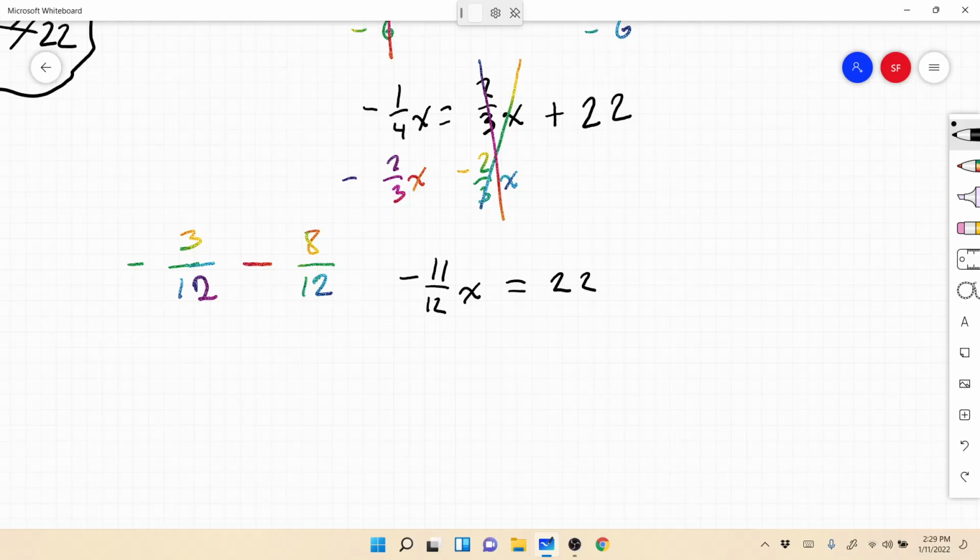Is x by itself? No, it's not. So what do we got to do now? How's that negative 11/12 attached to the x? Divide it? You do divide it. How do you divide fractions, guys and gals? You flip it. You multiply by the flipped number. If it was a mixed number, you would have to convert first, but it's already a regular fraction. So times negative 12/11, right?